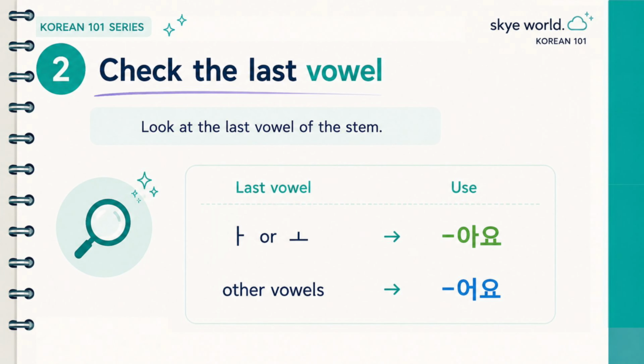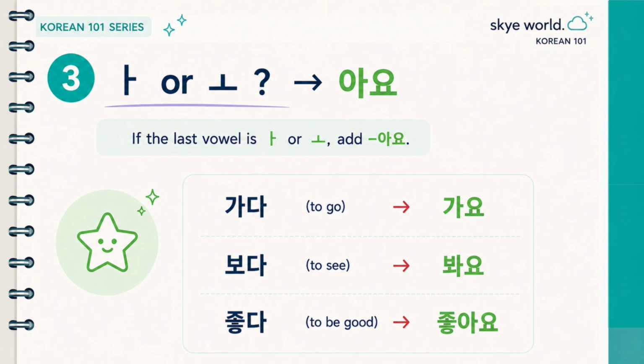Next, check the last vowel in the verb stem. This is the key step. If the last vowel is a or o, you add ayo. For all other vowels, you usually add oyo. Let's look at examples next.